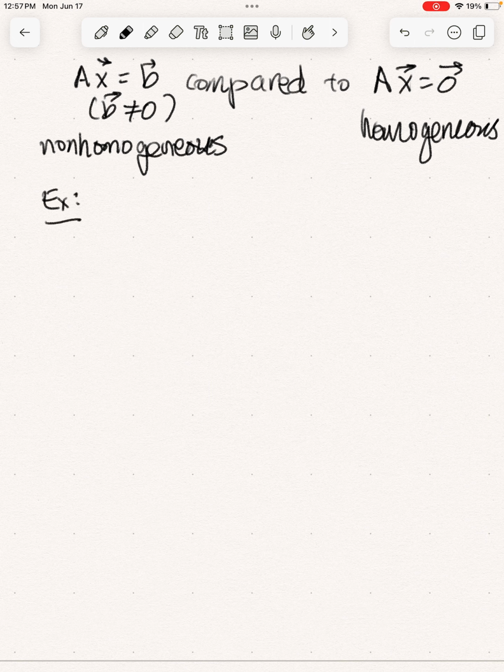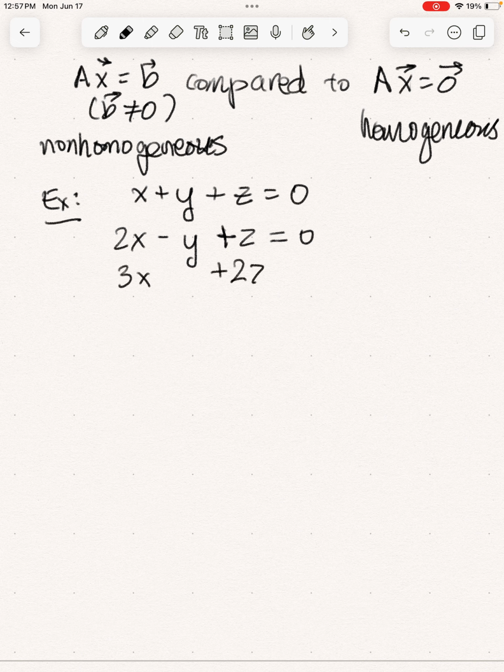So let's say that you're trying to solve, let's look at the homogeneous equation, x + y + z = 0, 2x - y + z = 0, 3x + 2z = 0. Okay, let's solve this. So we have our matrix A, it's homogeneous. Let's just set up the augmented matrix. It's going to be this, right?